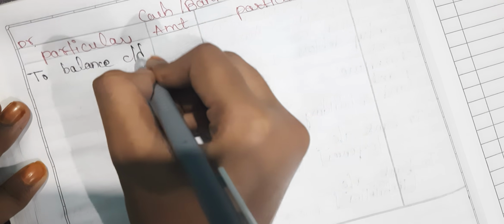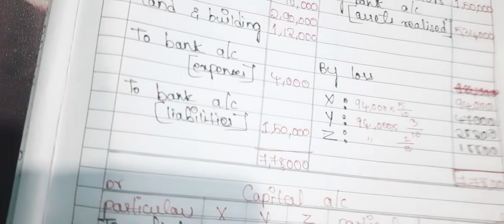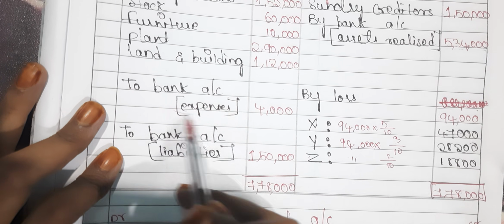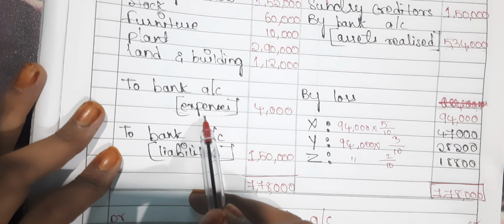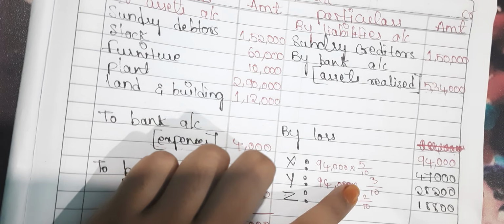To balance carried down, how much is it? It is 18,000. Then what do you need to do? Here expenses are there, right? In the realization account we took them. Here 'to bank' is there, right? In the expenses side we took it. This is where we need to take it. If in the realization account it is on the debit side, in cash or bank it will be on the credit side. If here it is on the credit side, in cash or bank it will be on the debit side.